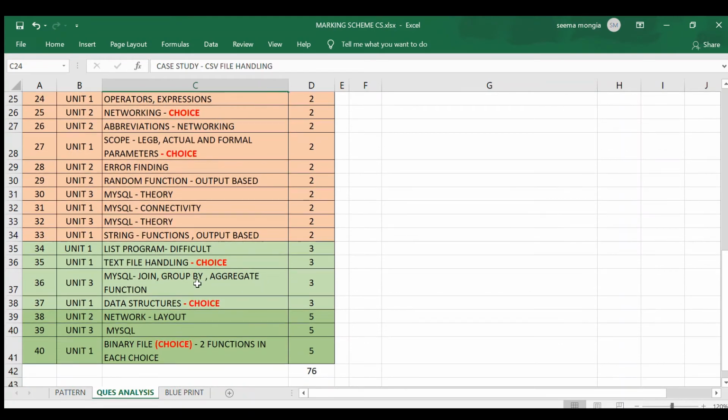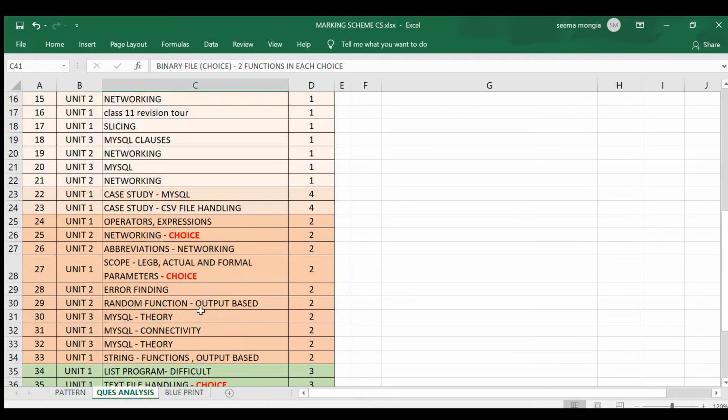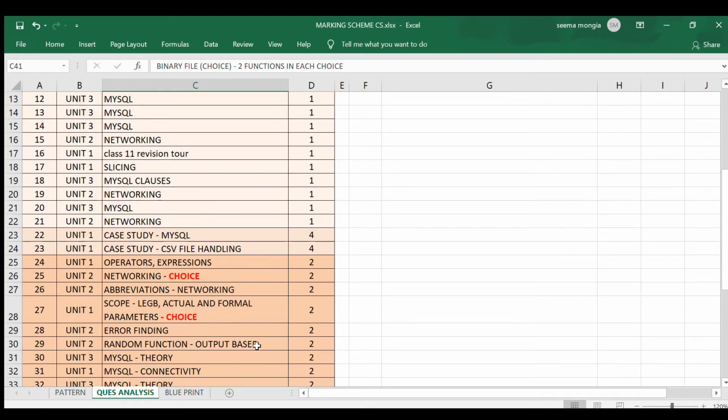File handling has been covered here in the form of text files, in a 3 marker question, and file handling has been covered here in a 5 marker question also. So all the file handling, whether it's binary file, CSV file, or text files, all three are included in your paper. So you must have a good hand of practice on file handling in your coming exams.